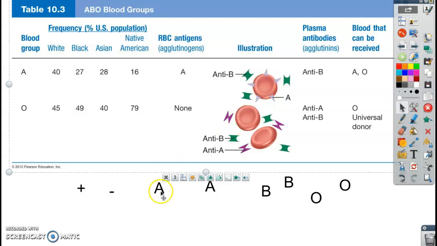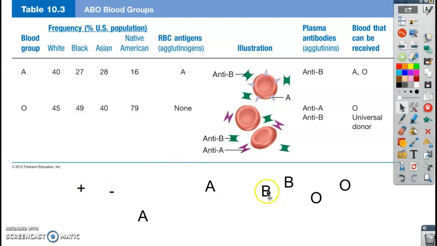Okay. So the alleles for this trait: you have A, which would give you the A-type markers. You have B, which would give you the B-type markers. Or it's possible you could be type O. Type O is kind of like recessive. It just means there is no marker. So those are our three letters, A, B, and O.